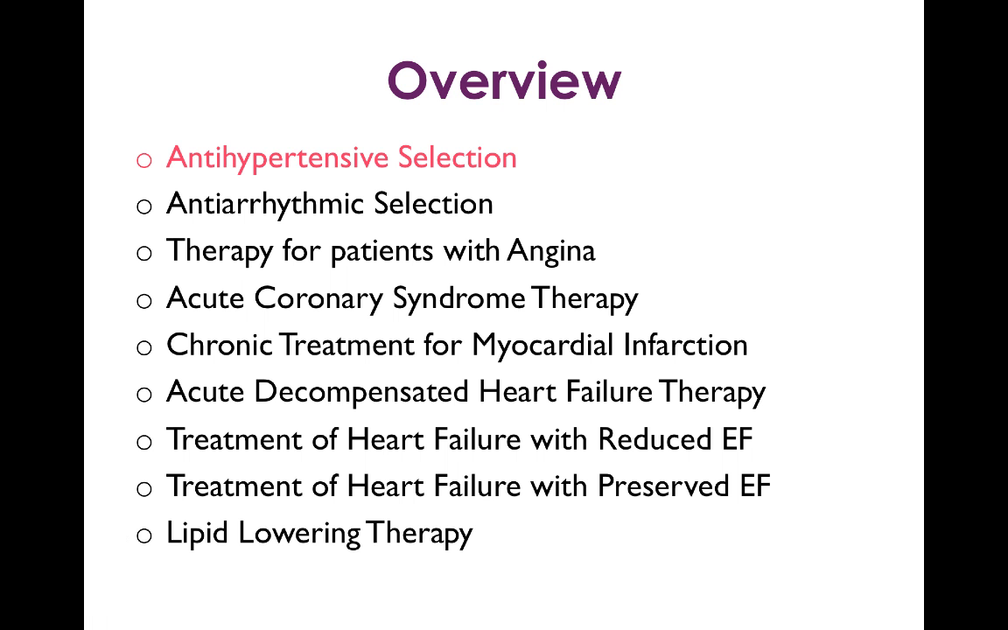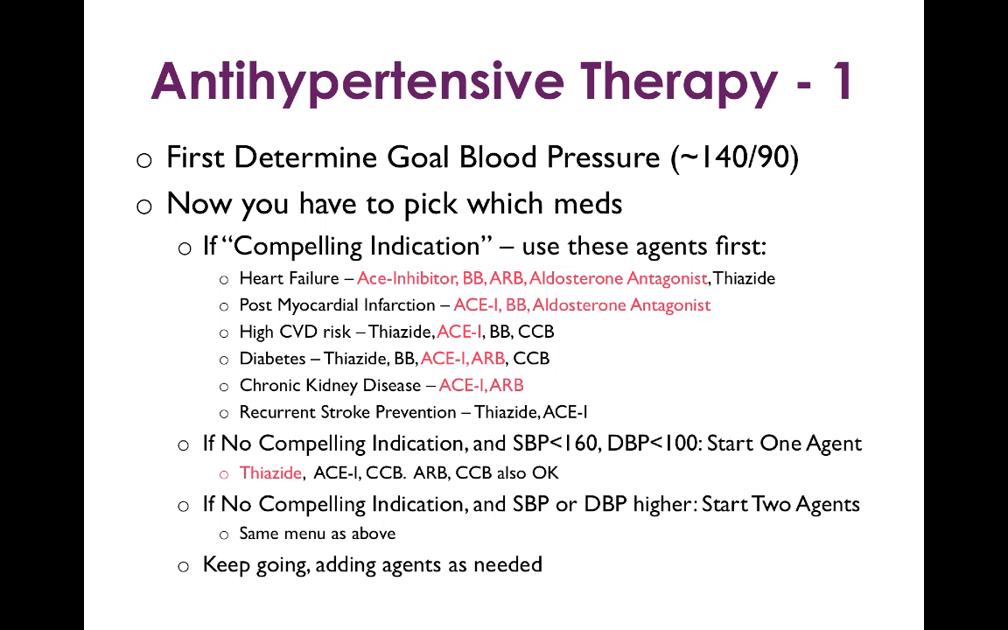So let's talk about antihypertensives. This is the first of two slides on how to pick a drug for high blood pressure. And the first goal is to really determine what your goal blood pressure is. And here I just put 140 millimeters of mercury over 90 millimeters of mercury. Go with what Dr. Paparello said in class.